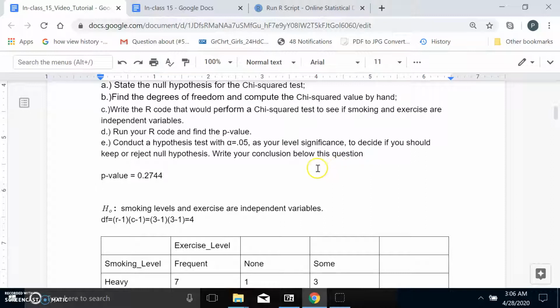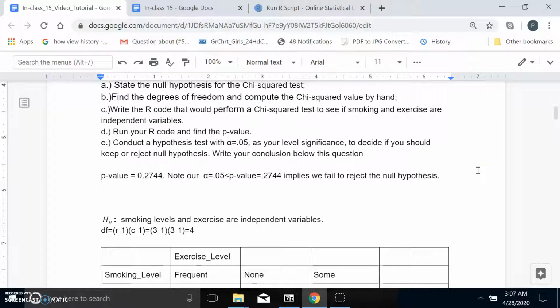So now looking at our p-value and our alpha value, let's compare them. So you can see our p-value is much bigger than our alpha. So note our alpha is 0.05, our p-value is 0.2744, which is bigger than our alpha. That implies we fail to reject a null. Okay, so the evidence seems to suggest that they are independent. Well, we can't reject a null anyway. Okay, so that's our conclusion. Okay, so we're done.